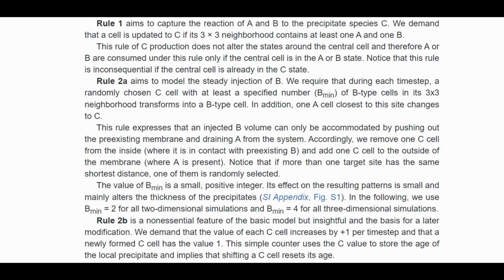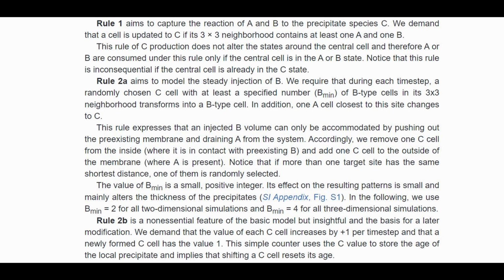Let's delve into the specific rules they define for the model. Rule 1. Precipitate formation. If a cell has both reactants, A and B, in its neighborhood, it becomes precipitate C. This models the chemical reaction where A and B combine to form C.